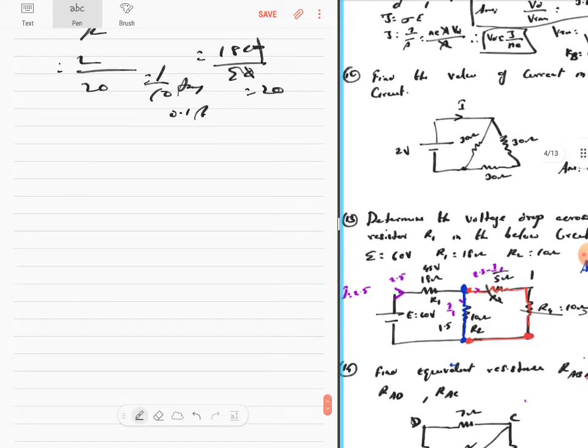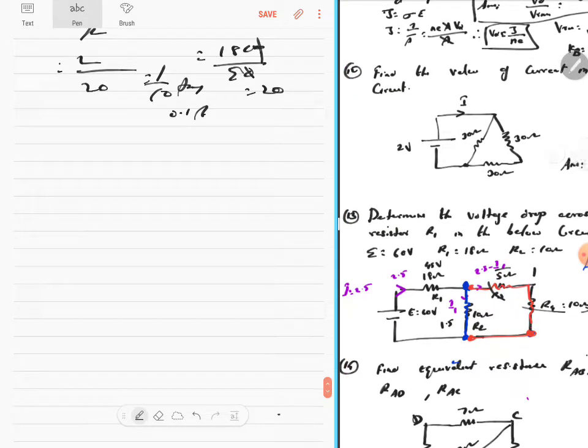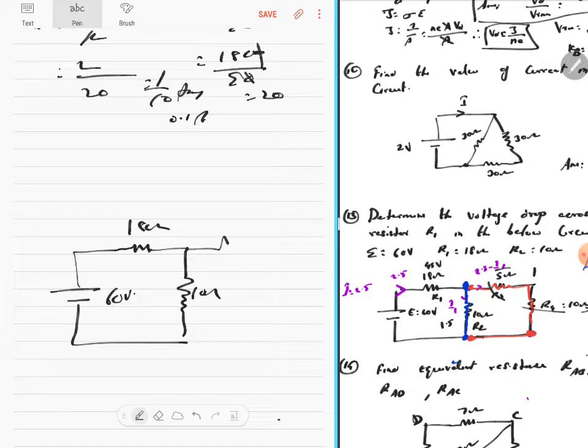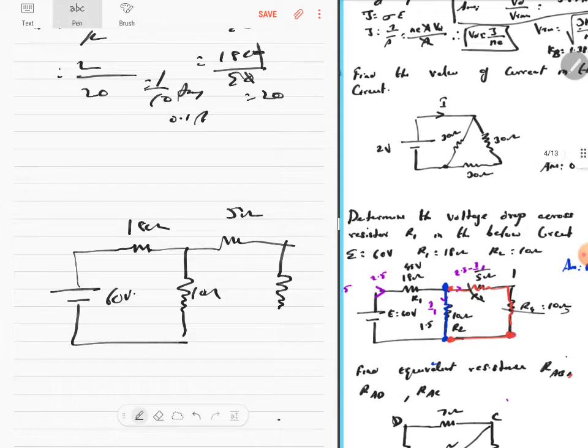The next question diagram goes like this. You have an EMF which is 60 volts. You have an 18 ohm resistor, a 10 ohm resistor, and a 5 ohm resistor. What is this resistor? This is a 10 ohm resistor.